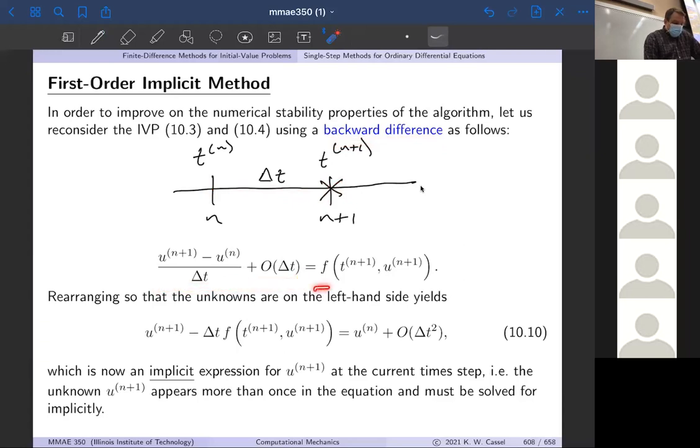But now the f of t, u, well, that has to be evaluated at the current time level, n plus 1. So let's see what difference that makes. Once again, putting the unknowns on the left and the knowns on the right. So we have u^(n+1), that's unknown. Now we have the f of t^(n+1), u^(n+1), that has to now go on the left, before it was on the right. So the only thing that goes on the right is the u^n.